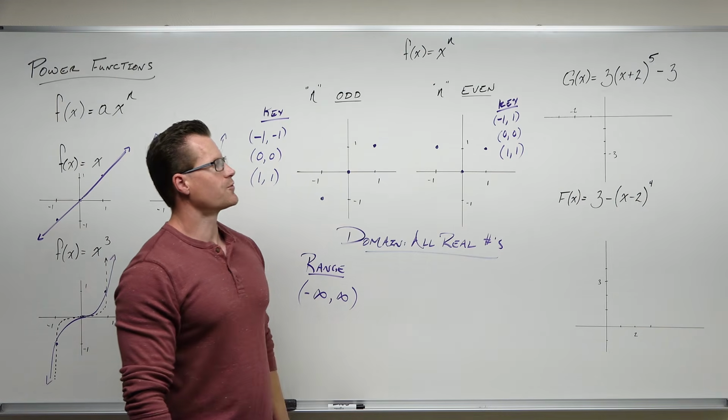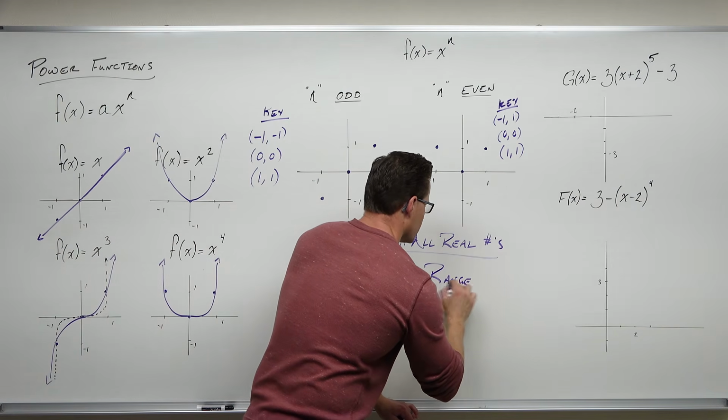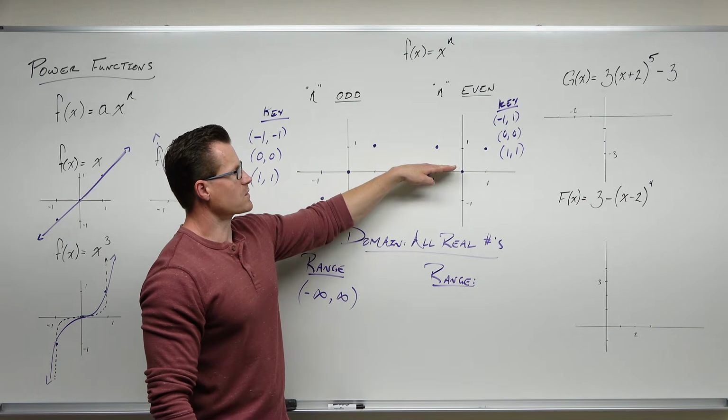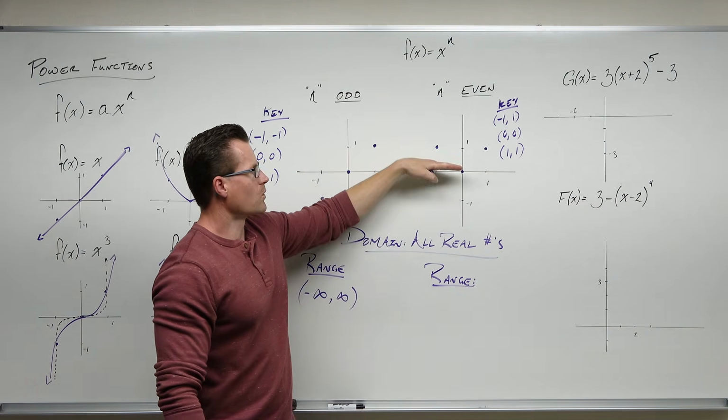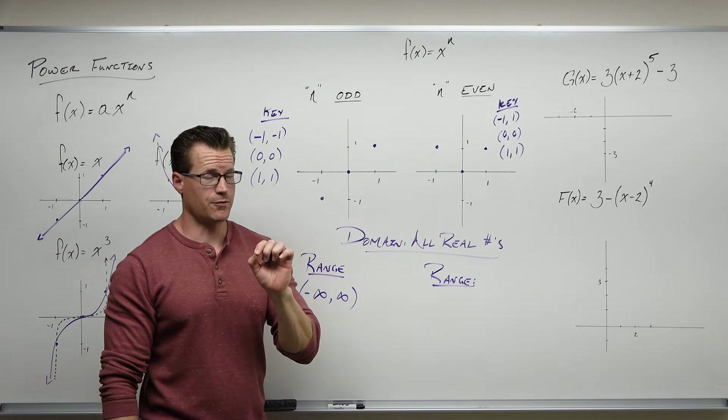This is not true for evens. Range for evens is from 0 to positive infinity or 0 to negative infinity, depending on whether you have a negative in front of that power function or not.